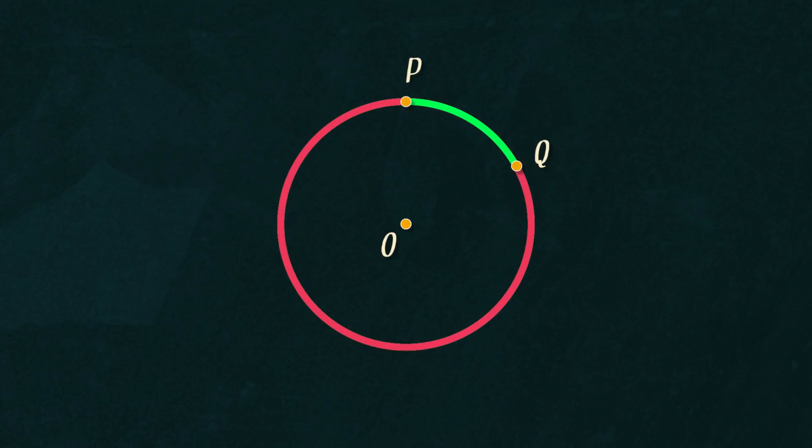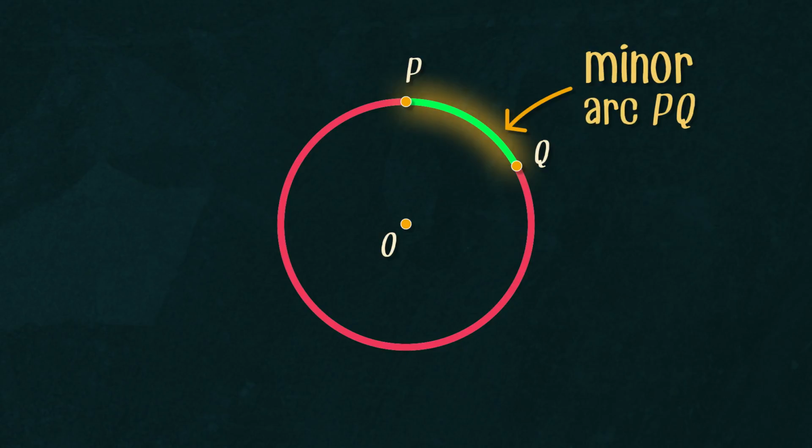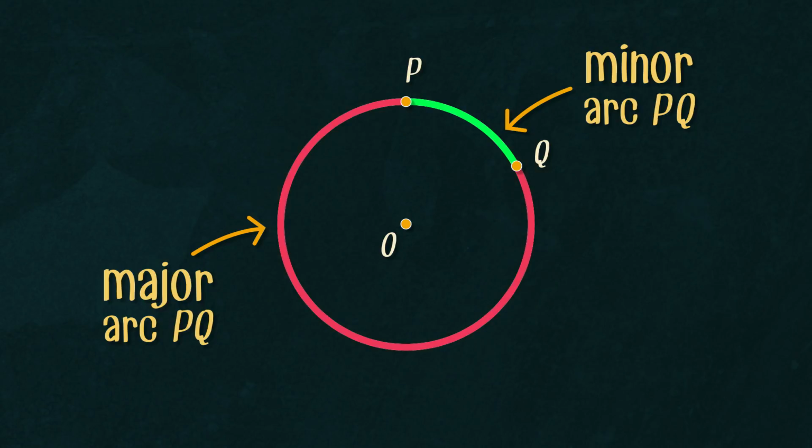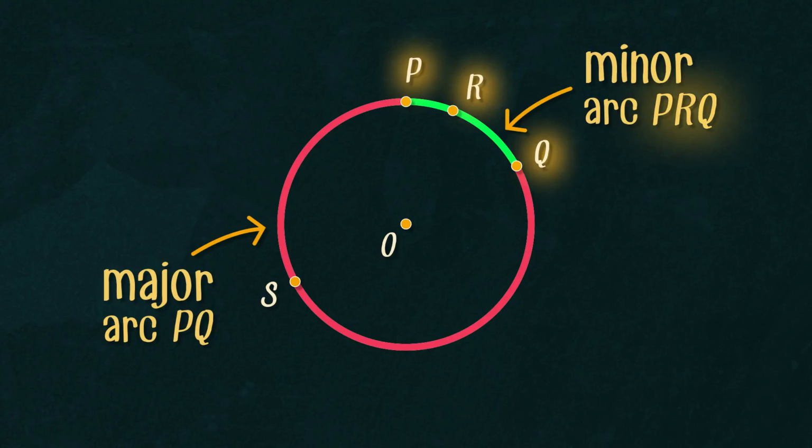We call the shorter green arc the minor arc PQ and the longer red arc the major arc PQ. To differentiate the two arcs, we can mark points R and S on the circle. Thus, we can call the minor arc PRQ and the major arc PSQ.